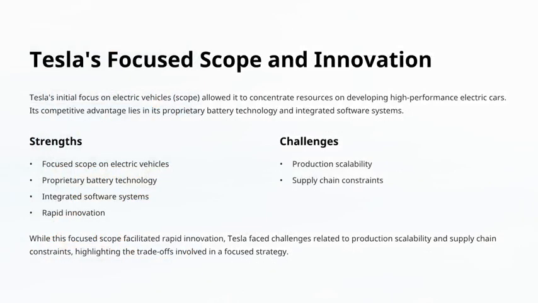Tesla's focus, scope, and innovation. Tesla's initial focus on electric vehicles allowed it to concentrate resources on developing high-performance electric cars. Its competitive advantage lies in its proprietary battery technology and integrated software systems. While this focused scope facilitated rapid innovation, Tesla faced challenges related to production scalability and supply chain constraints, highlighting the trade-offs involved in a focused strategy.